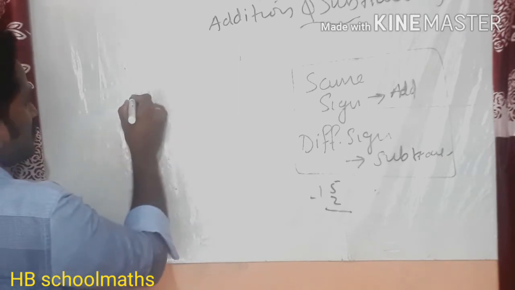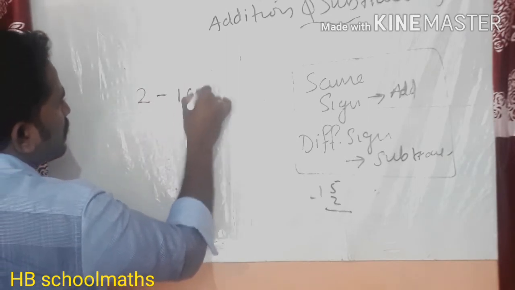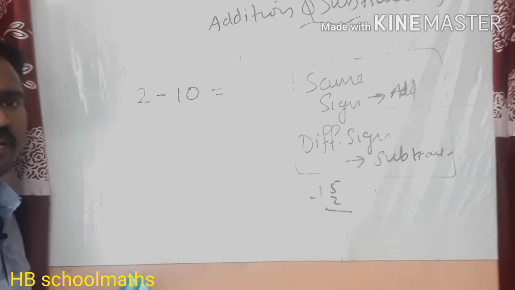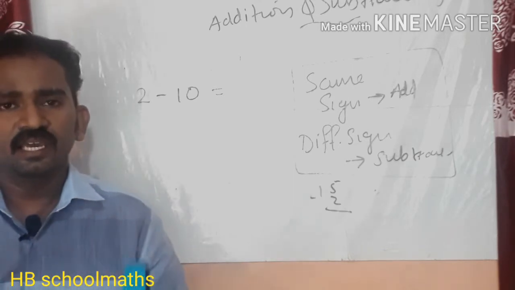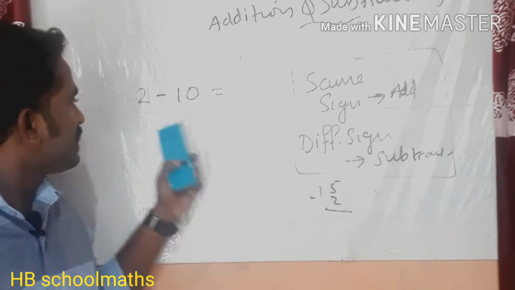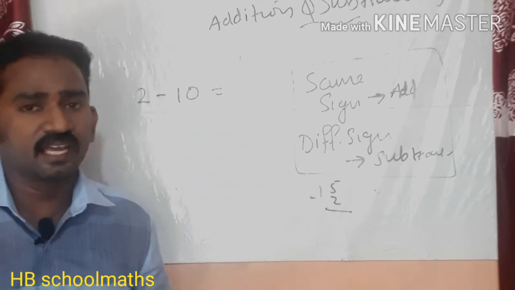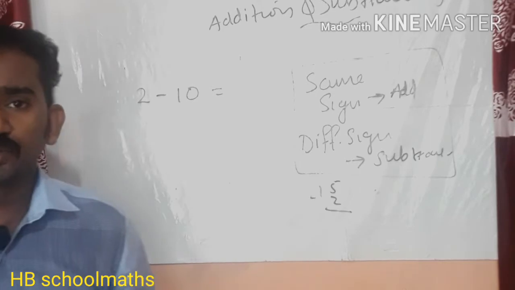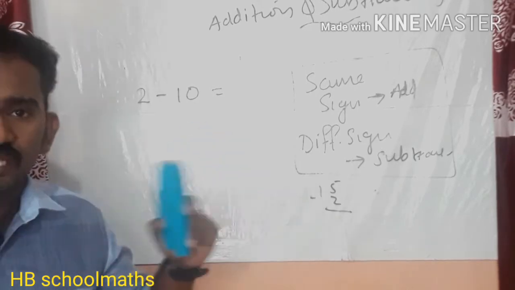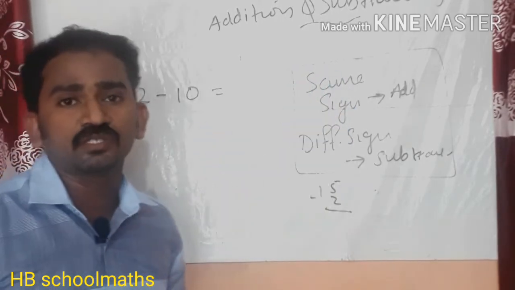Okay, another question, see 2 minus 10. See, a small number minus a greater number. I told you, every time we can subtract a greater number minus smaller number only. But when such a type of question comes, you may think the answer will be negative because small minus a greater number. No. Otherwise, you just think same sign or different sign.